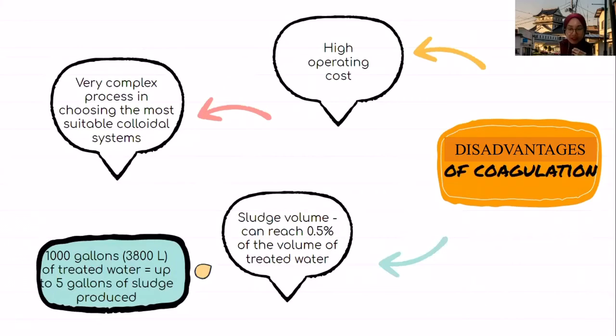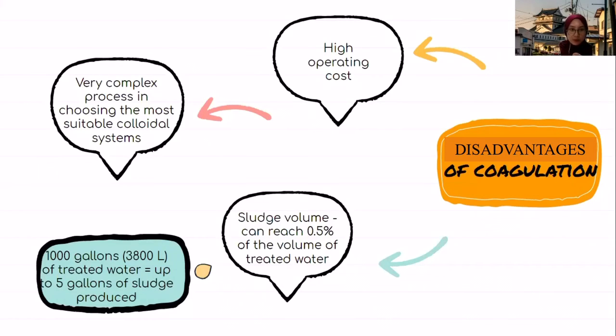Okay, now we will talk about the disadvantages of coagulation. The first one is high operating cost. Usually the sludge is high in volume, and the high volume of sludge makes transportation costly. Other than that, the hazardous nature of the sludge makes it more expensive to dispose of.